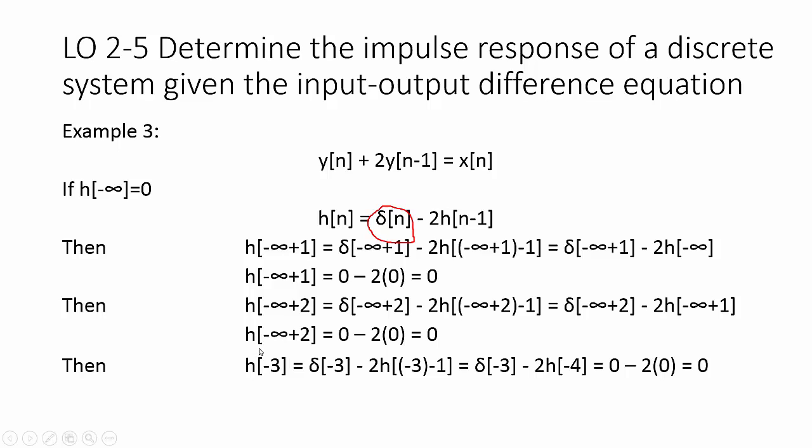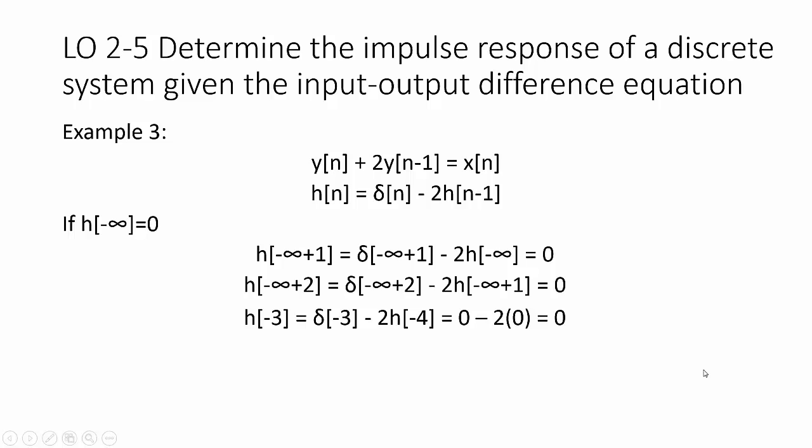If we really speed forward in time to the time when n is negative 3, we then get delta of negative 3 minus 2h of negative 3 minus 1, which is delta of negative 3 minus 2h of negative 4. Delta of negative 3 is likewise 0. h of negative 4 followed the same sequence and was also 0. Let's do a few more of those. This is just a recap.